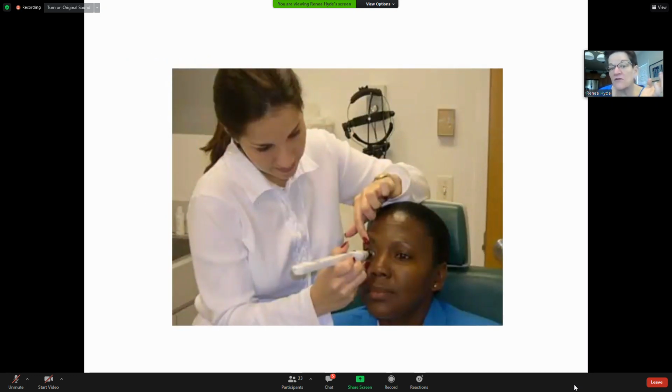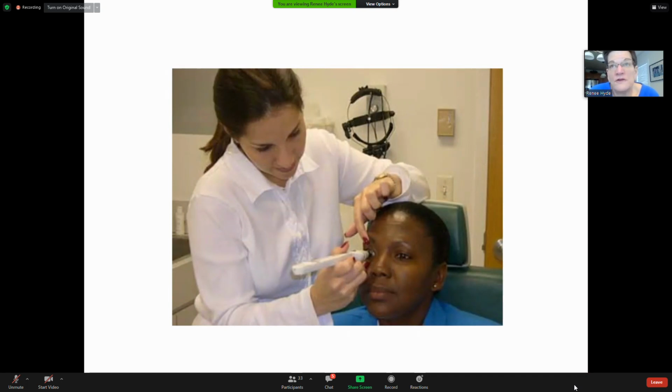Now, there are several ways that they're able to do that measurement. This is probably the better way, where it's a touch. They anesthetize the cornea and then touch the cornea to check the pressure.